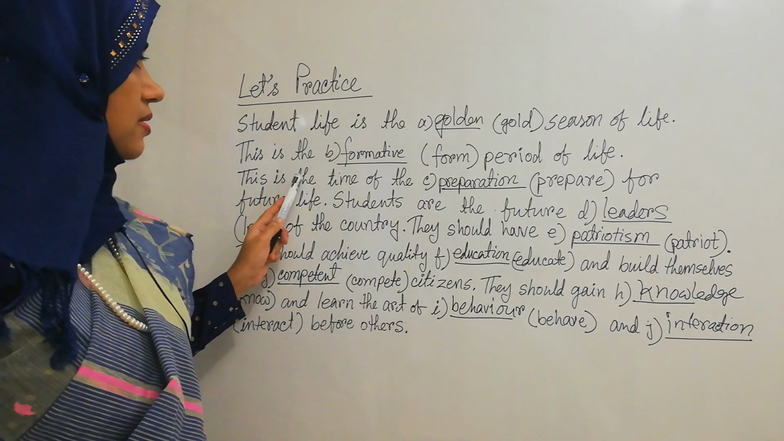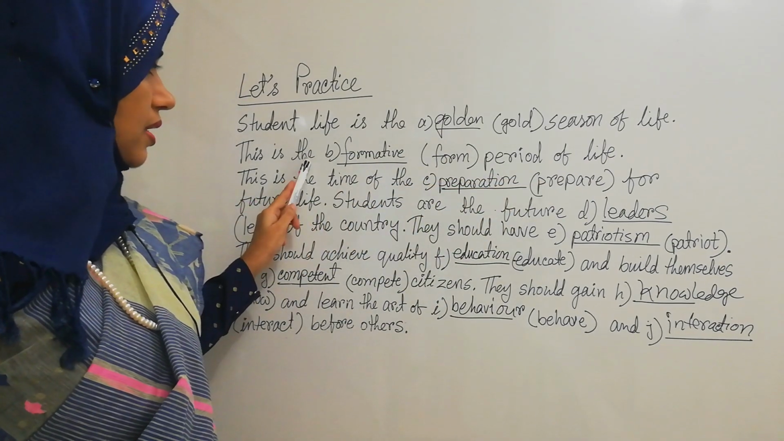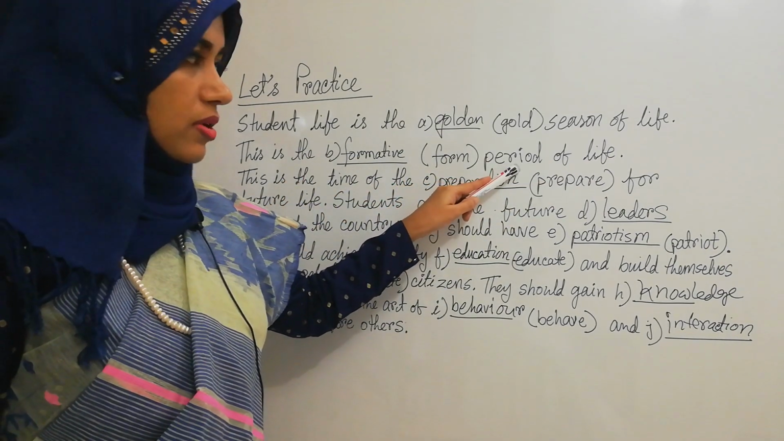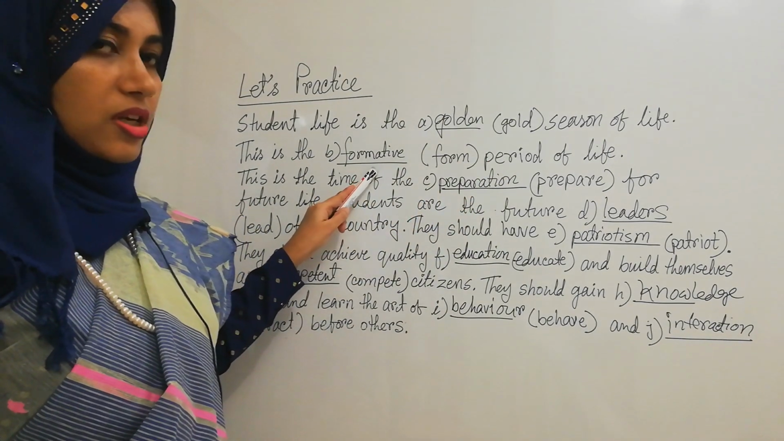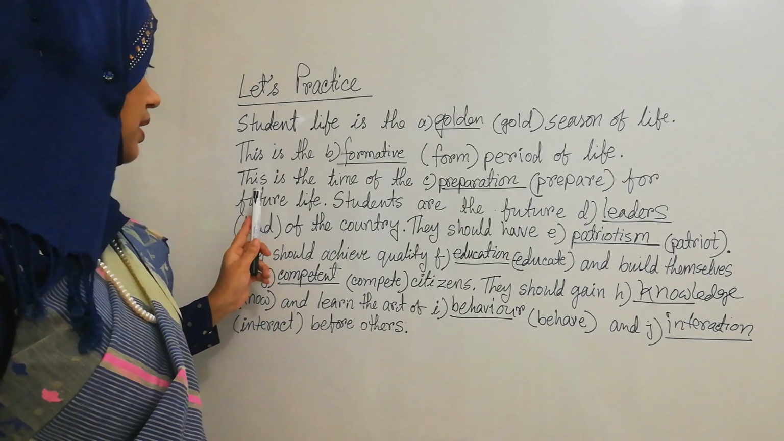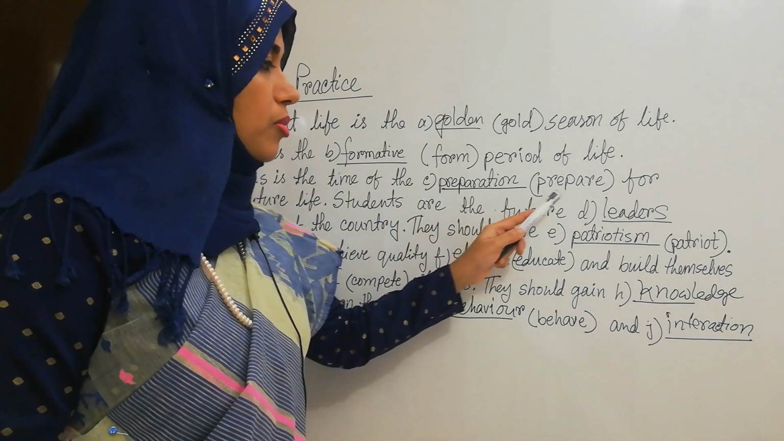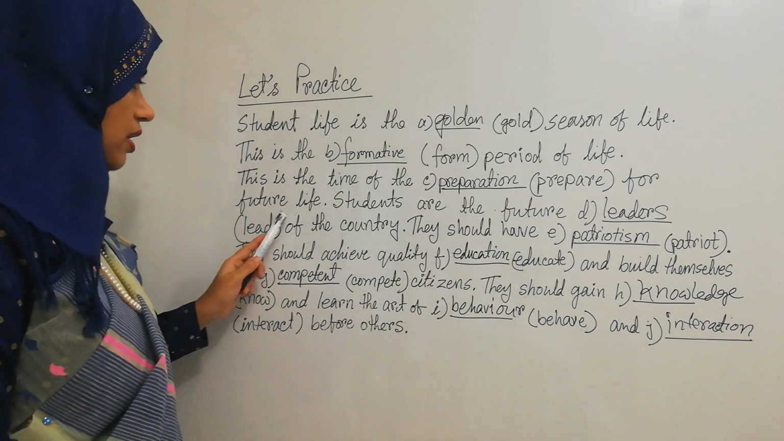Next sentence, this is the form period of life. Again, article, then period is the noun here. So you have to use the adjective form, formative period of life. Then this is the time of the prepare for future life.